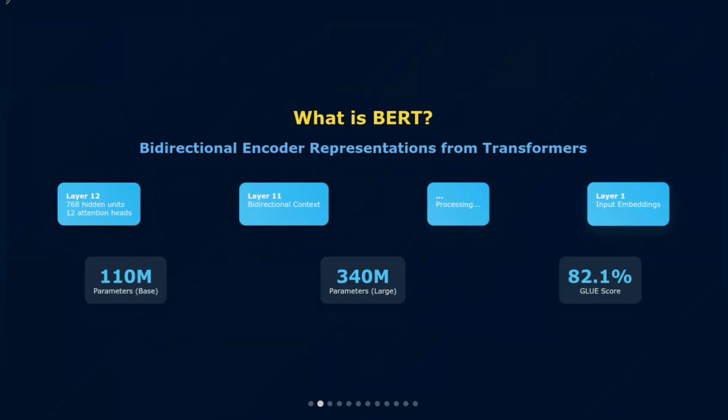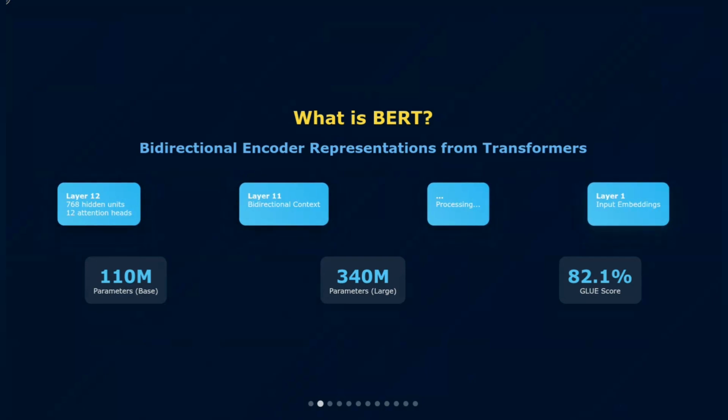BERT achieves this through two ingenious pre-training tasks. First, masked language modeling, where BERT randomly masks about 15% of input tokens and learns to predict them using context from both directions. It's like playing a sophisticated fill-in-the-blanks game where the model learns deep language patterns. Second, next sentence prediction, where BERT learns whether two sentences naturally follow each other. This helps the model understand document-level coherence and relationships between sentences, crucial for tasks like question answering and text summarization.